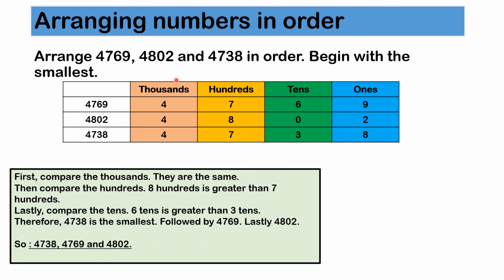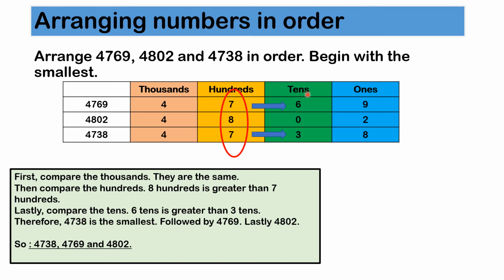And first, as usual, we have to compare the thousands. When we look at the thousands, they are the same. So let's move to hundreds. We can see that in the hundreds, we have 700s and 800s. You know that 800 is greater than 700s. So we focus on the 700s.